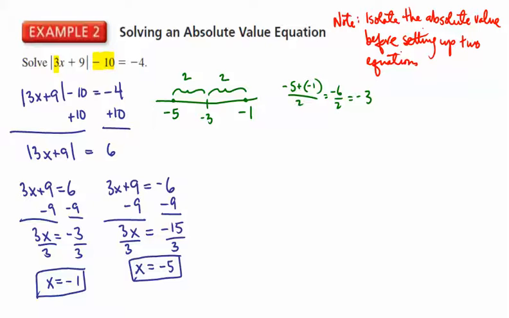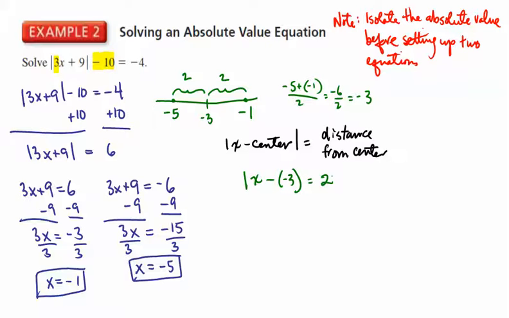From this point, using our structure, the absolute value of x minus the center is equal to the distance from the center. We can now come up with the equation that says the absolute value of x minus negative 3 is equal to 2. Oops, missing an absolute value bar there. But we know that x minus negative 3 is the same as x plus 3, equal to 2.